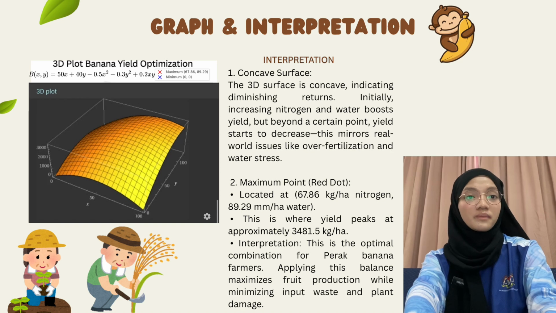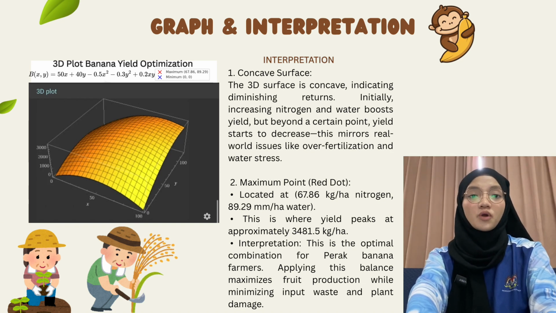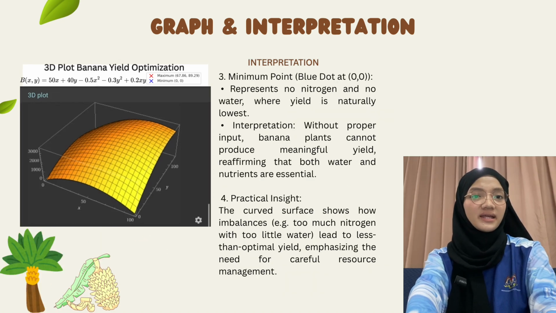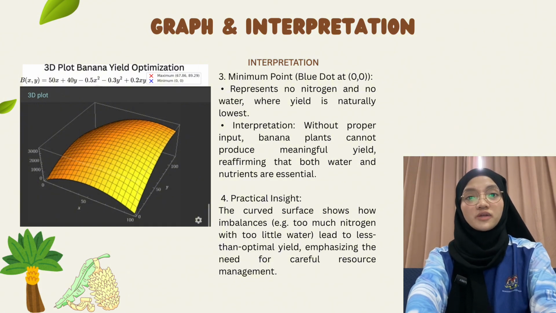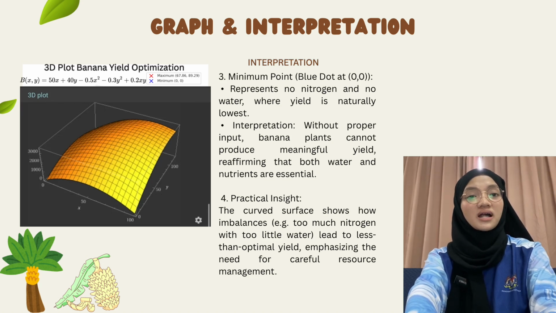This extreme imbalance demonstrates how improper input ratios can be disastrous for production. At the opposite extreme, the minimum yield occurs at the origin point (0,0), where no inputs are applied, confirming that both nitrogen and water are essential for any meaningful production.